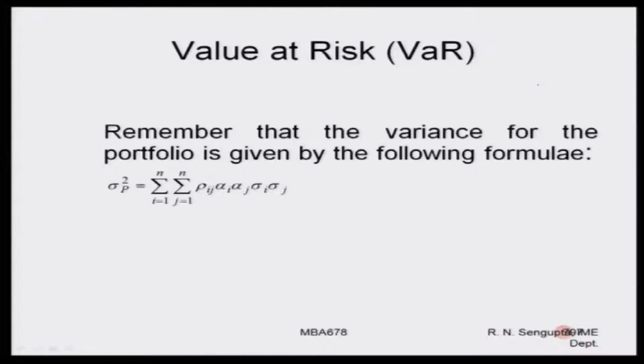Remember that the variance for the portfolio will be given by this formula. So, what you have is the correlation coefficient, the investment in ith asset, investment in jth asset, the standard deviation of i or standard deviation of j.